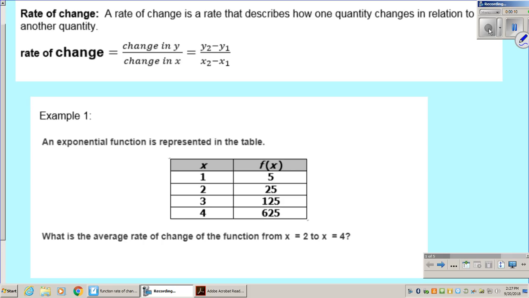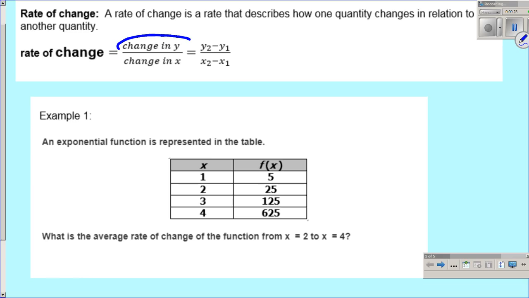So the first thing we're going to take a look at is the definition of rate of change. A rate of change is a rate that describes how one quantity changes in relation to another quantity. We can also refer to rate of change as a ratio. Notice on top in the ratio we have the change in y. So we need to find the amount that our y, which is our dependent variable, is changing, and we're always going to write that over the change in x, and x is always going to be that independent variable, or the domain.